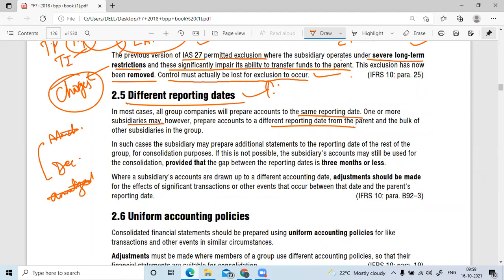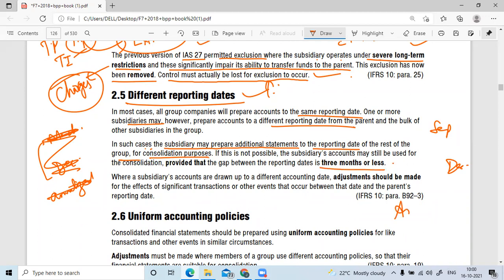Let's see. Okay, not March. Let's say September, December. Here they have given an example. In such cases, subsidiary may prepare additional statements to the reporting date of the rest of the group for consolidation process. If this is not possible, subsidiary accounts may still be used for consolidation provided the gap between reporting dates is 3 months or less.